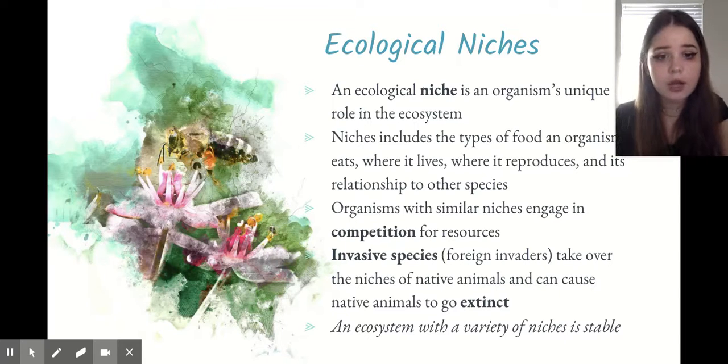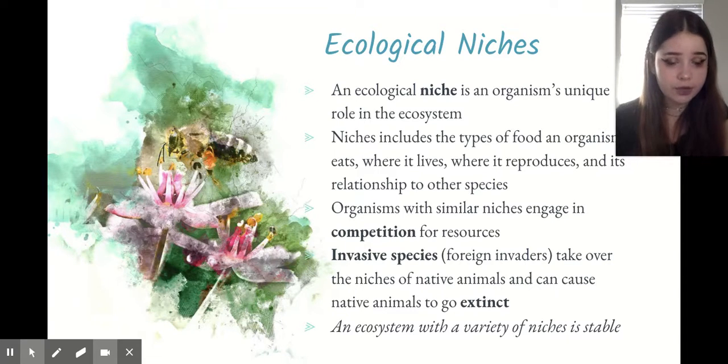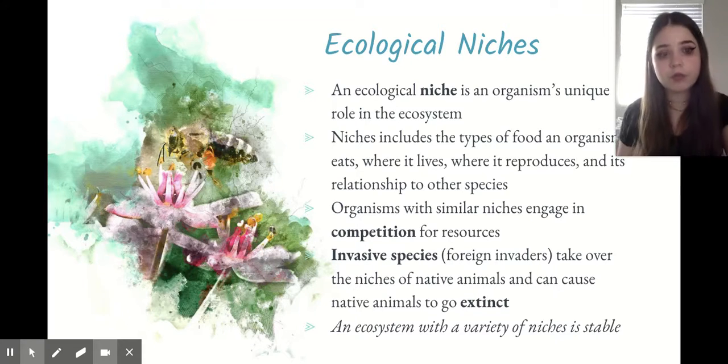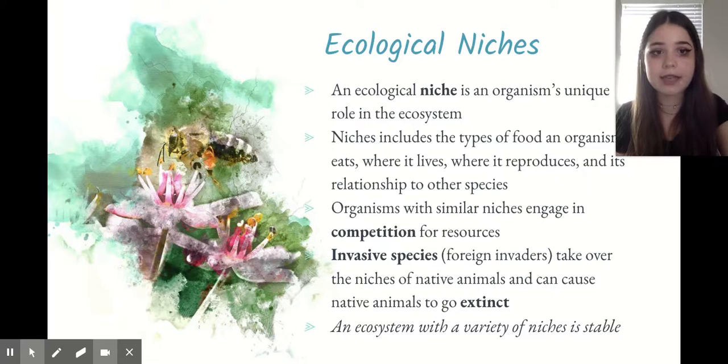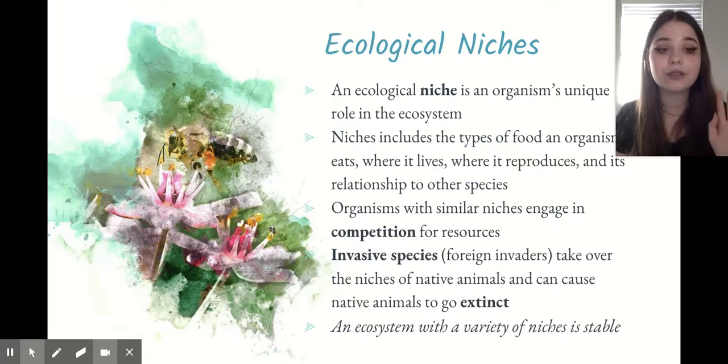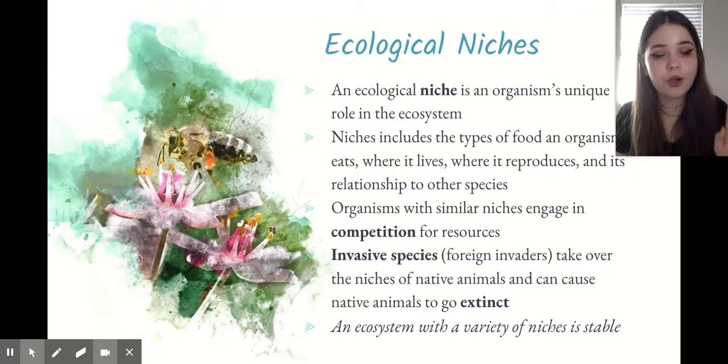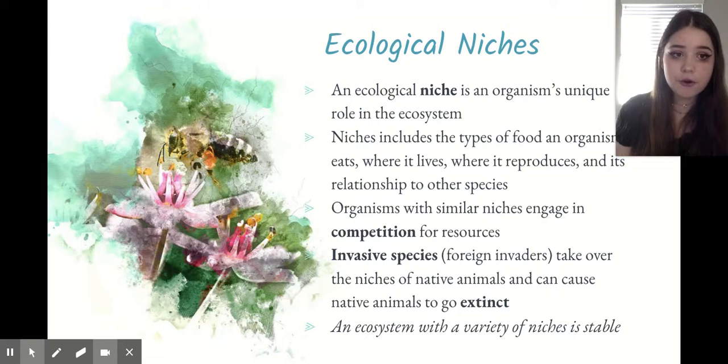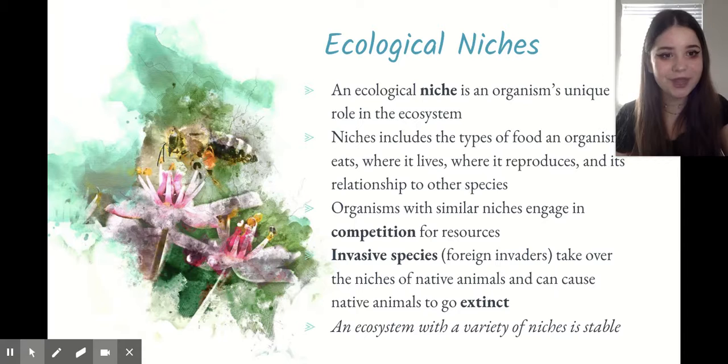And so an ecosystem with a variety of niches is stable. It's really important for an ecosystem to have multiple niches so that multiple different types of species can survive. So in summary, think of niches as an organism's role and its lifestyle. And remember, it's really important for each organism to have a unique role or lifestyle. So yeah, be unique.